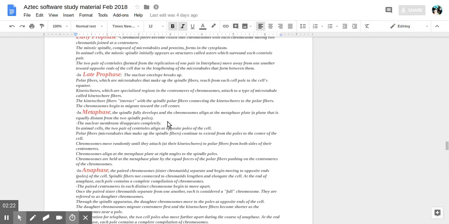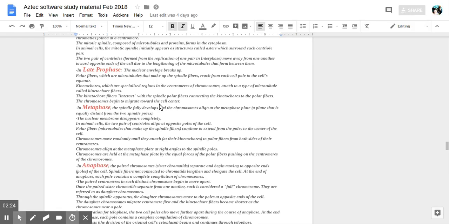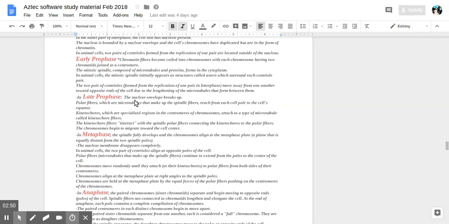So this is as far as the structure and the fibers are concerned. So microtubules lengthen. The two pairs of centrioles are pulled apart to opposite ends of the cell. All the fibers lengthen. And in late prophase, the nuclear envelope finally breaks up. Polar fibers, which are microtubules making up the spindle fibers, reach from each cell pole to the cell's equator.